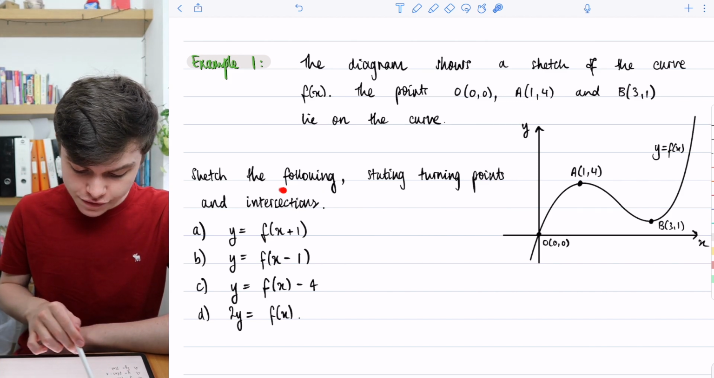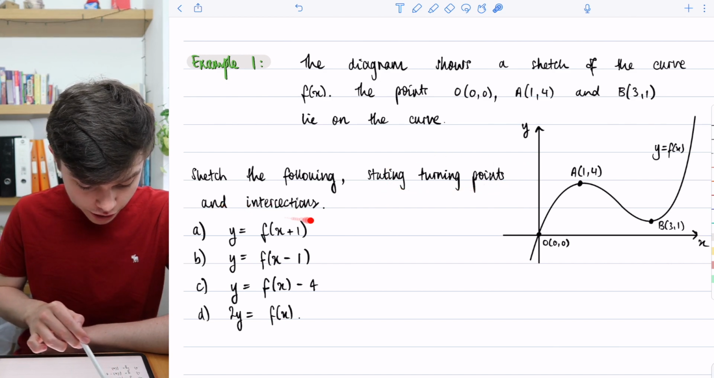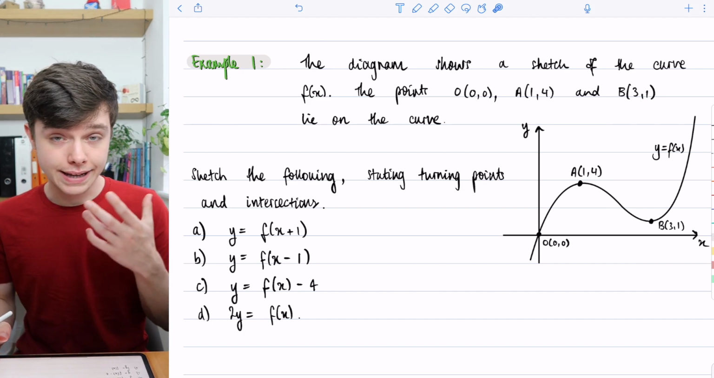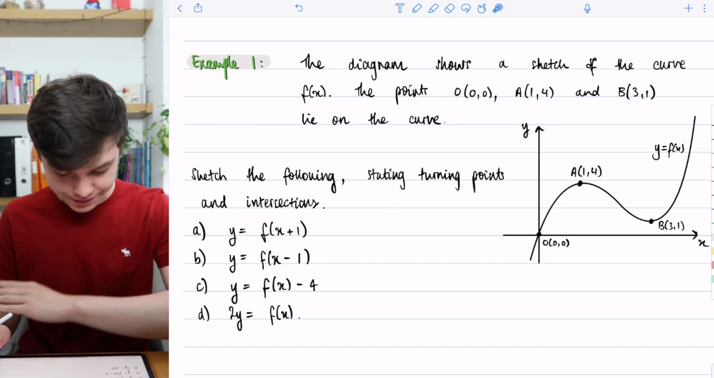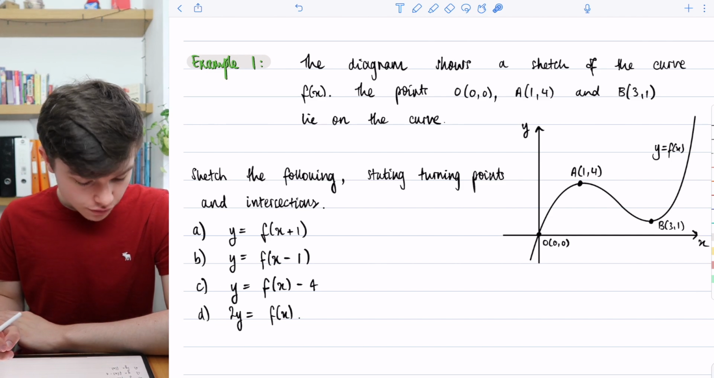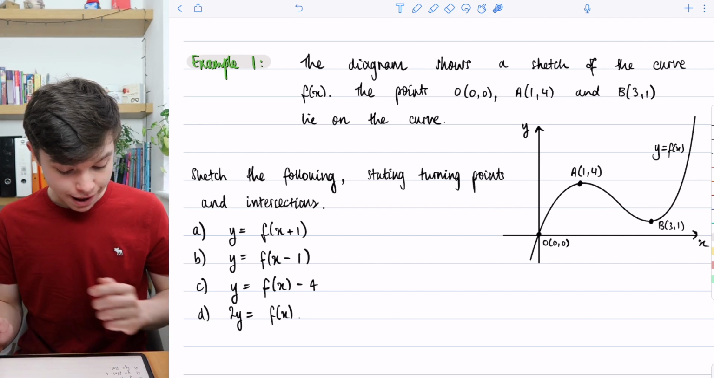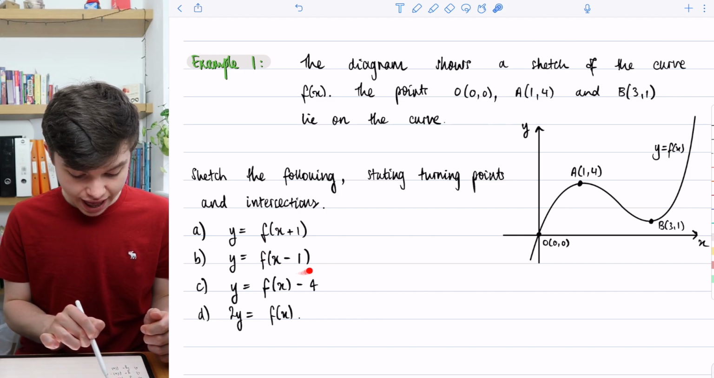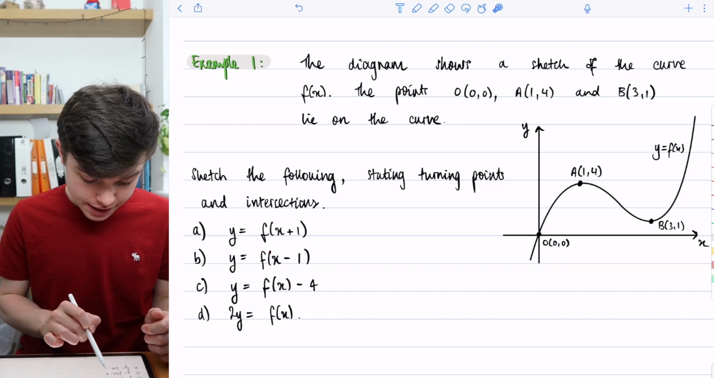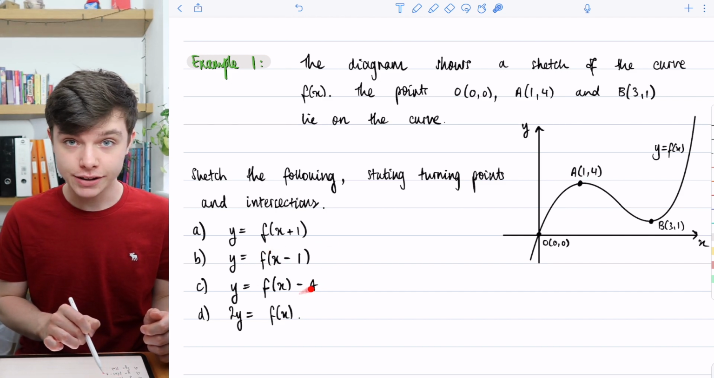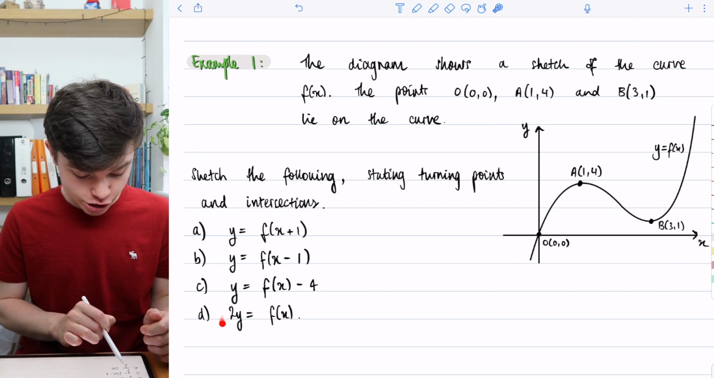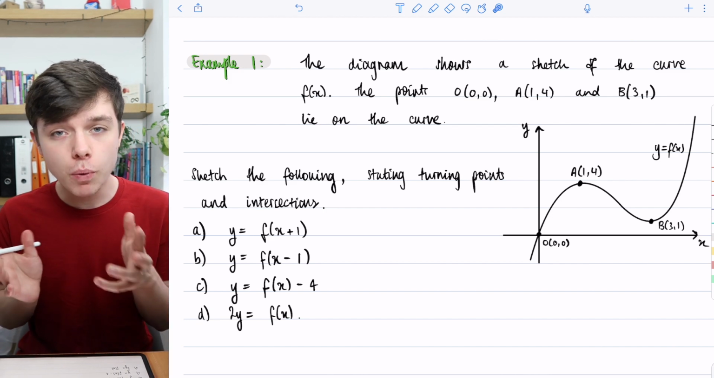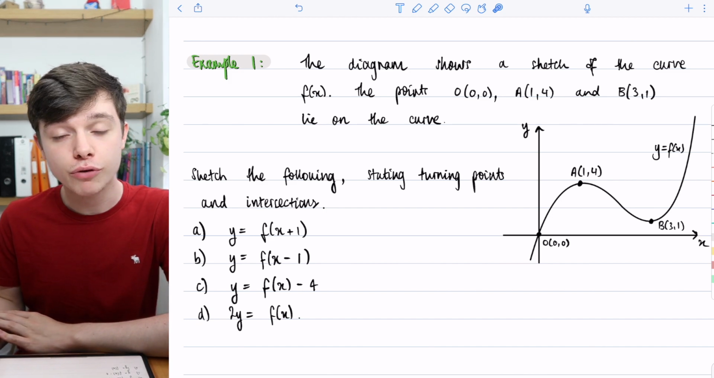We want to sketch the following, stating any turning points and intersections, or interceptions as well, with the y or x axis. Okay, so we've got four parts of the question. We've got part A, which is sketching f of x plus 1, B, sketching f of x minus 1, C, which is sketching f of x minus 4, and then D, which is sketching 2y is equal to f of x. Okay, so pause and have a go if you want to, and then for the rest of this video, I'll work through the answer.